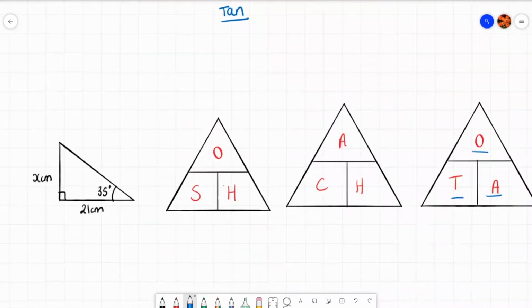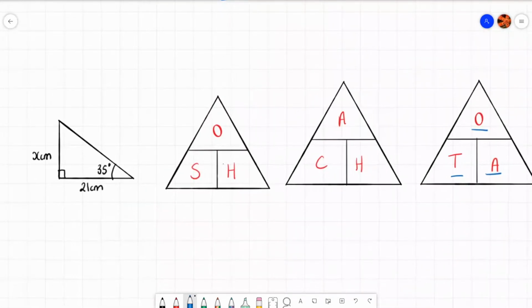Let's have a look at another triangle here. So we've got the opposite and we've got the adjacent again. And then we can see again that the tan uses the opposite and the adjacent. So again, we will be using tan.